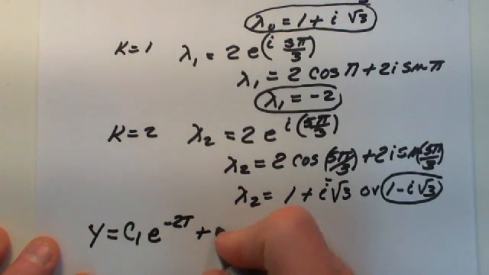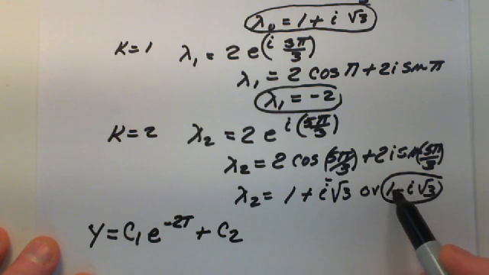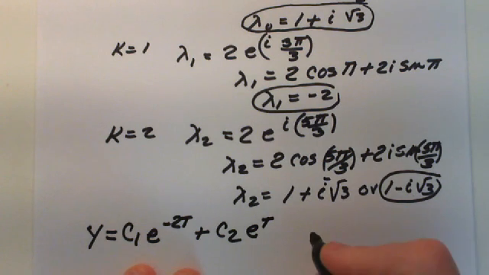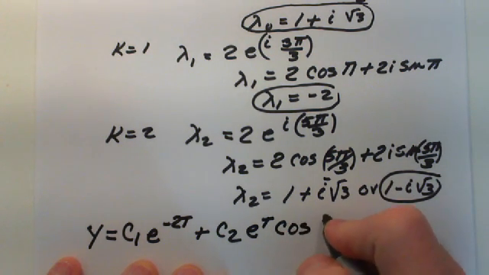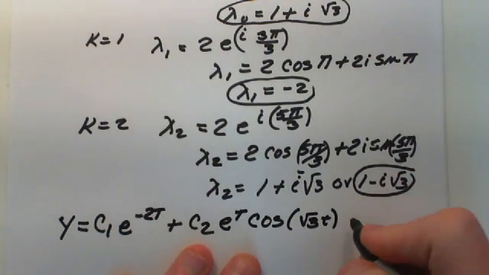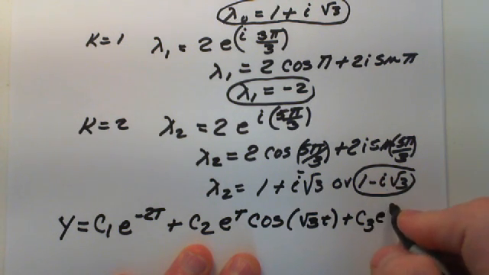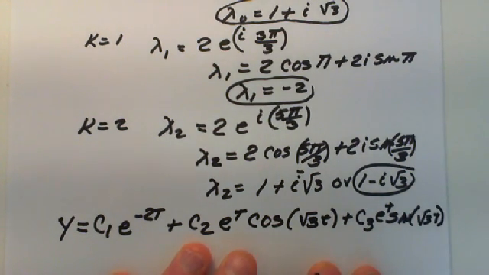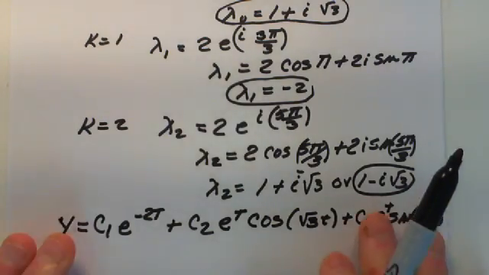So that's going to give me plus c2. Now, since we have the 1 here, we have to do e to the t, and that's going to be the cosine of the square root of 3t. And then plus, hopefully I can get this right in here, c3 e to the t times the sine of the square root of 3t. Alright, so that's the solution to that differential equation. Again, that's used in polar form. Not too bad.